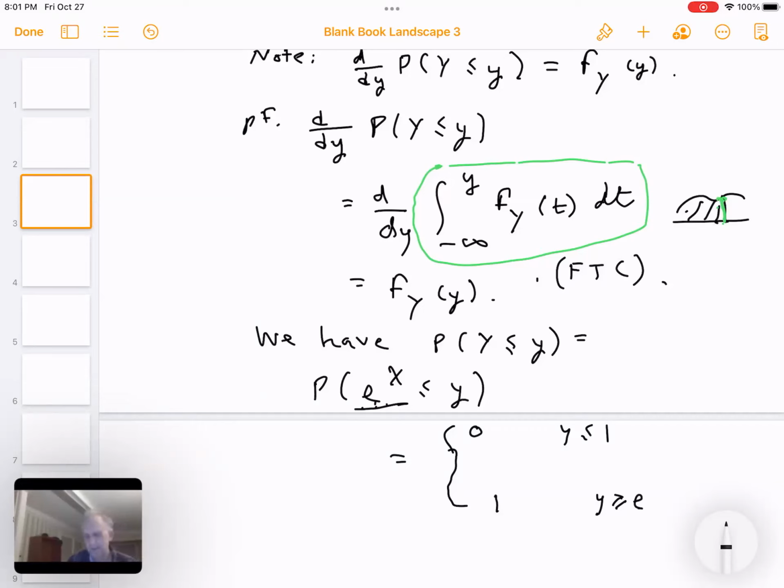Now, what about in the middle? Well, in the middle, maybe I can write it here and then we'll just fill it in. This would be equal to the probability x is less than or equal to ln y. And this is only for the middle though, right? For y between 1 and e here. Okay, so this is ln y.